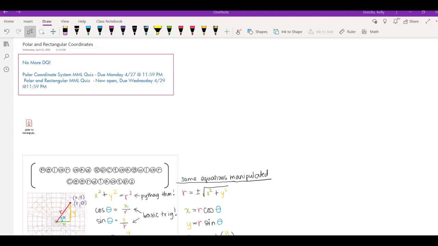All right, everybody. So today we're going to talk about converting from polar to rectangular coordinates.